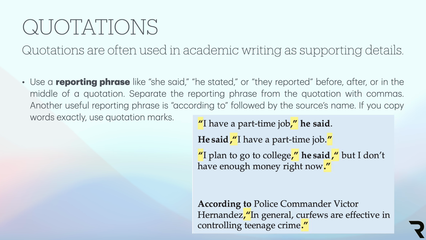Use a reporting phrase like he said or she said, and you can see the examples here. I have a part-time job, he said. He said, I have a part-time job. And notice the use of the comma here. It is very, very subtle and important.